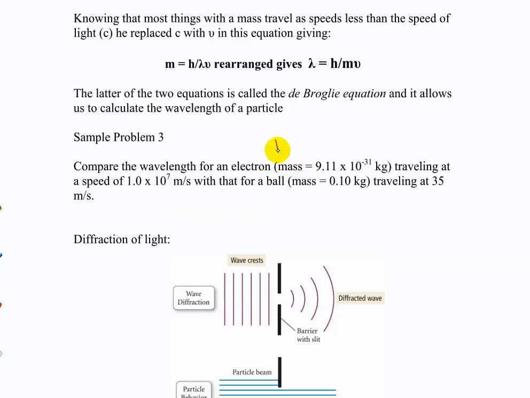So this first one, the wavelength of an electron, is going to be h divided by the mass times the velocity. All right, and we calculate that out. And these are all reasonable numbers, as far as these things go, and then we'll talk about what that means. 9.11.